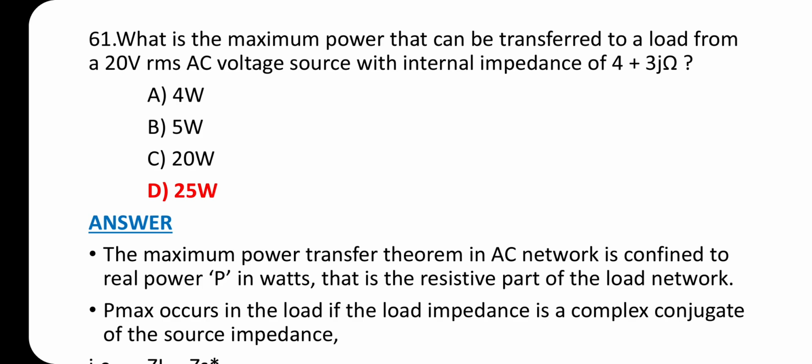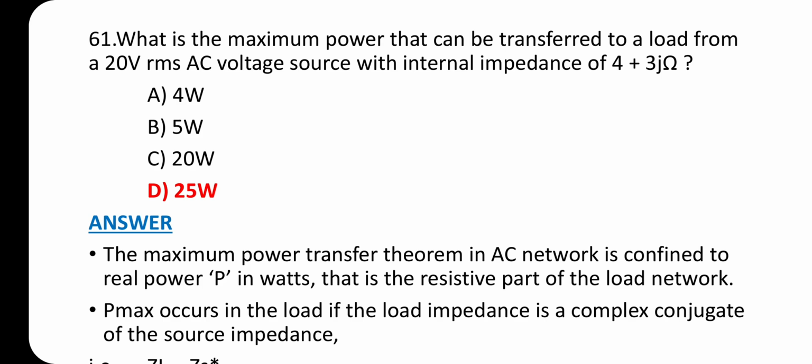What is the maximum power that can be transferred to a load from a 20 volt RMS AC voltage source with an internal impedance of 4 plus 3j ohm? Answer is option D, 25 watt. The maximum power transfer theorem in an AC network is confined to real power P in watts, that is the resistive part of the load network.